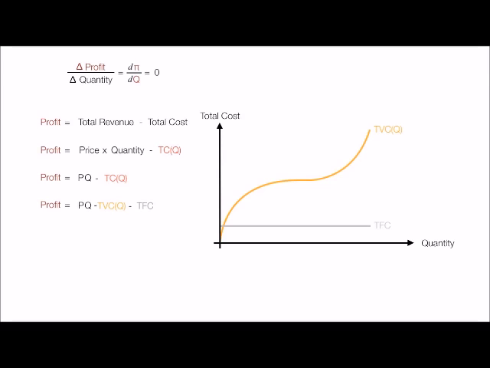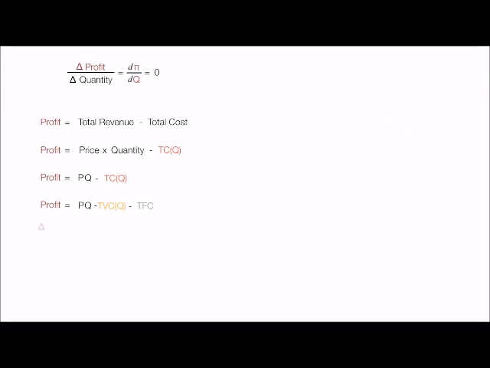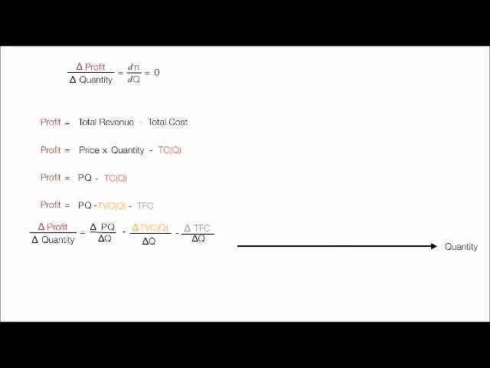The change in profit due to a change in quantity is equal to price times quantity divided by a change in quantity, minus a change in total variable cost divided by a change in quantity, minus a change in total fixed cost and a change in quantity. There's a reason I'm making that gray, by the way. So let me plot this out.